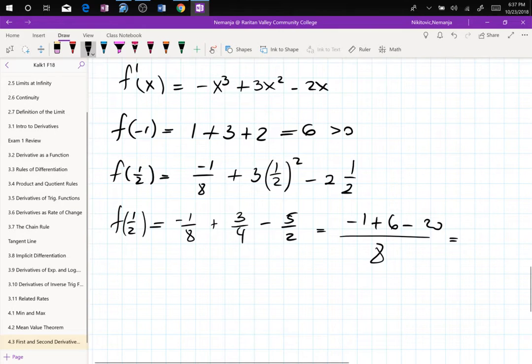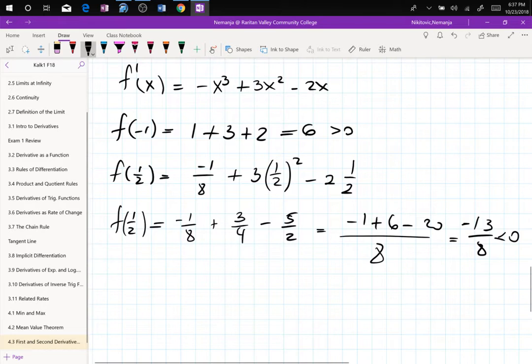And we have 13/8. That's bigger than 0. No, it's negative 13/8, right? It's negative 20. Exactly. Just leave it up to me to catch my mistakes.